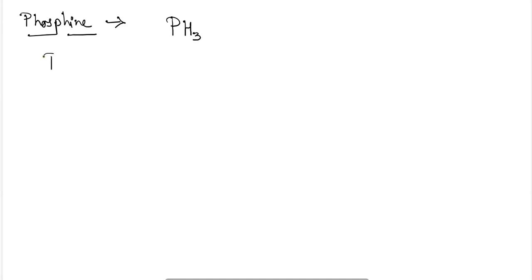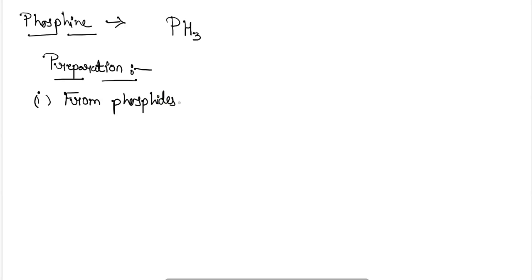So how is it prepared? What is the preparation method for phosphine? Let's have a look at how phosphine is prepared. For the preparation of phosphine, the first method is from phosphides. We can prepare phosphine from the phosphides.